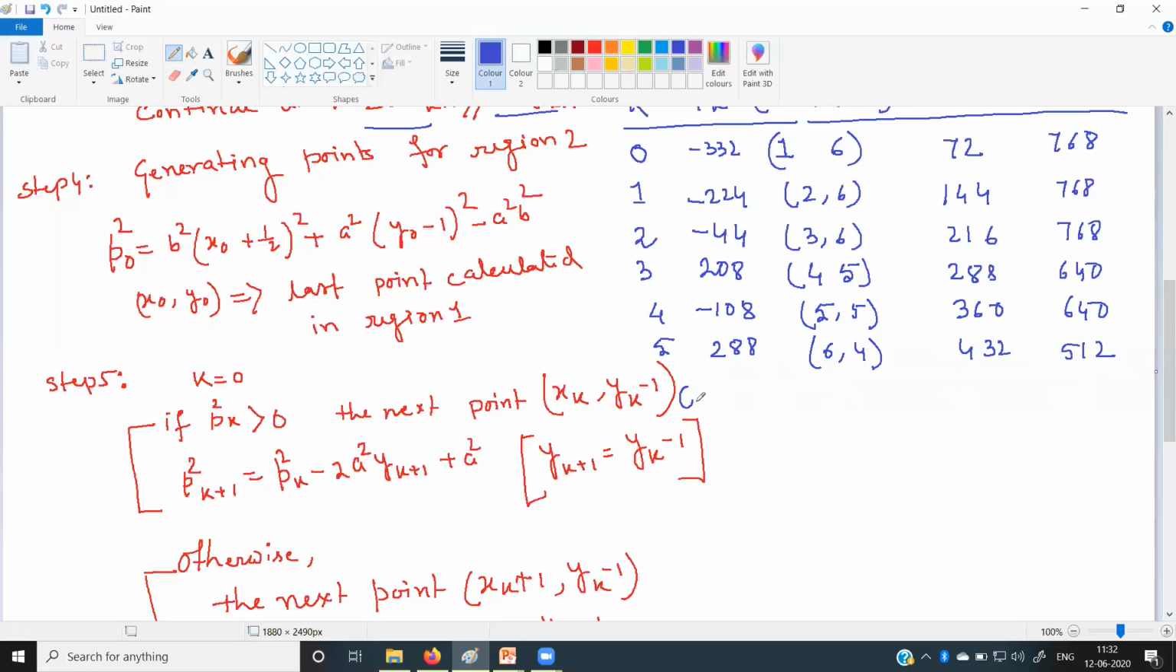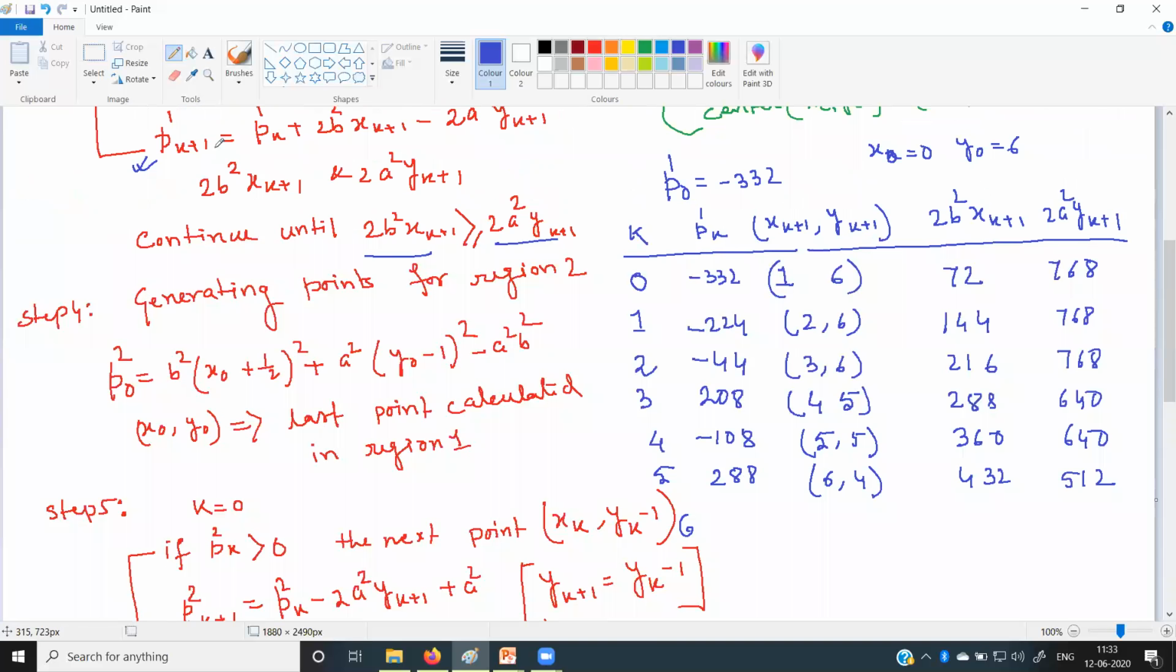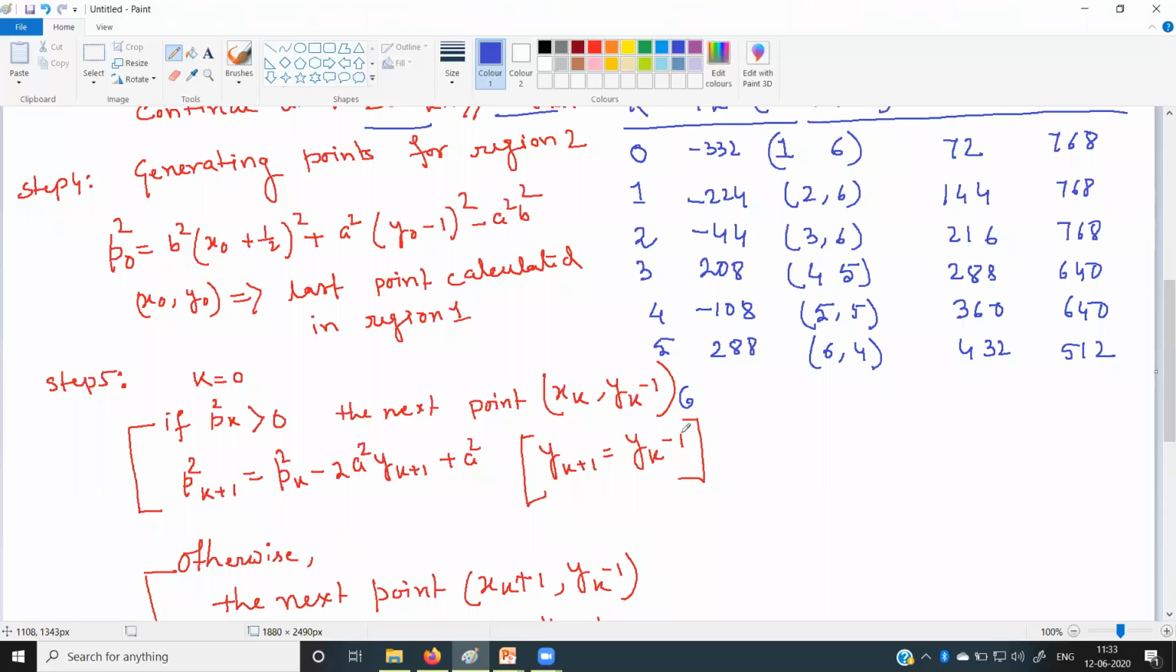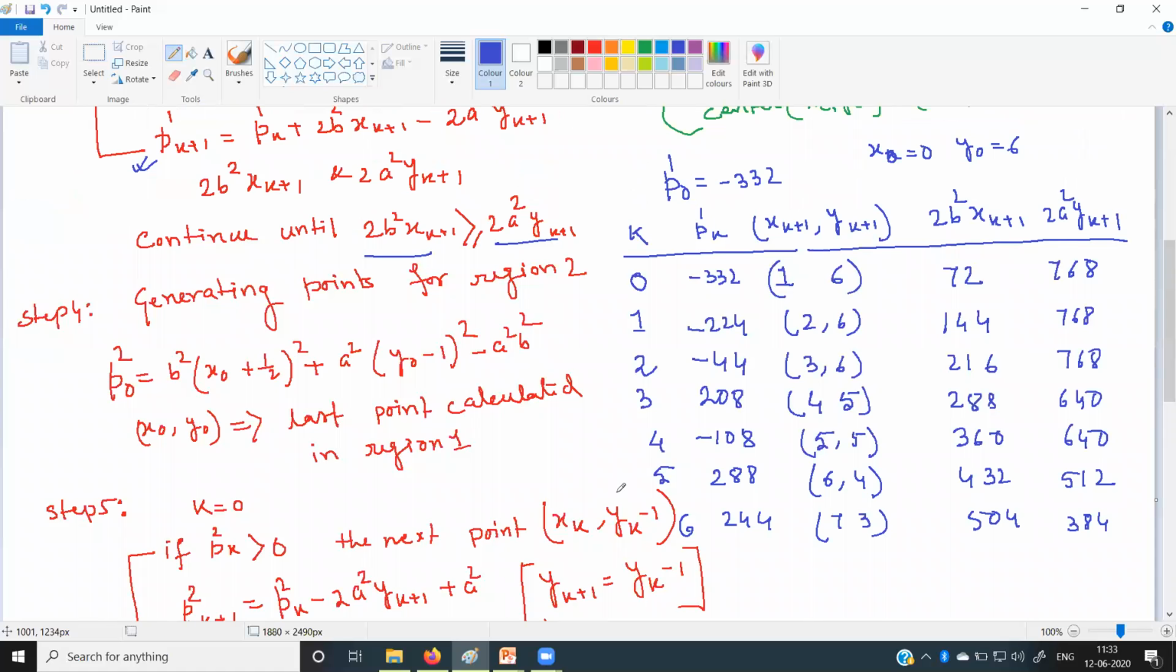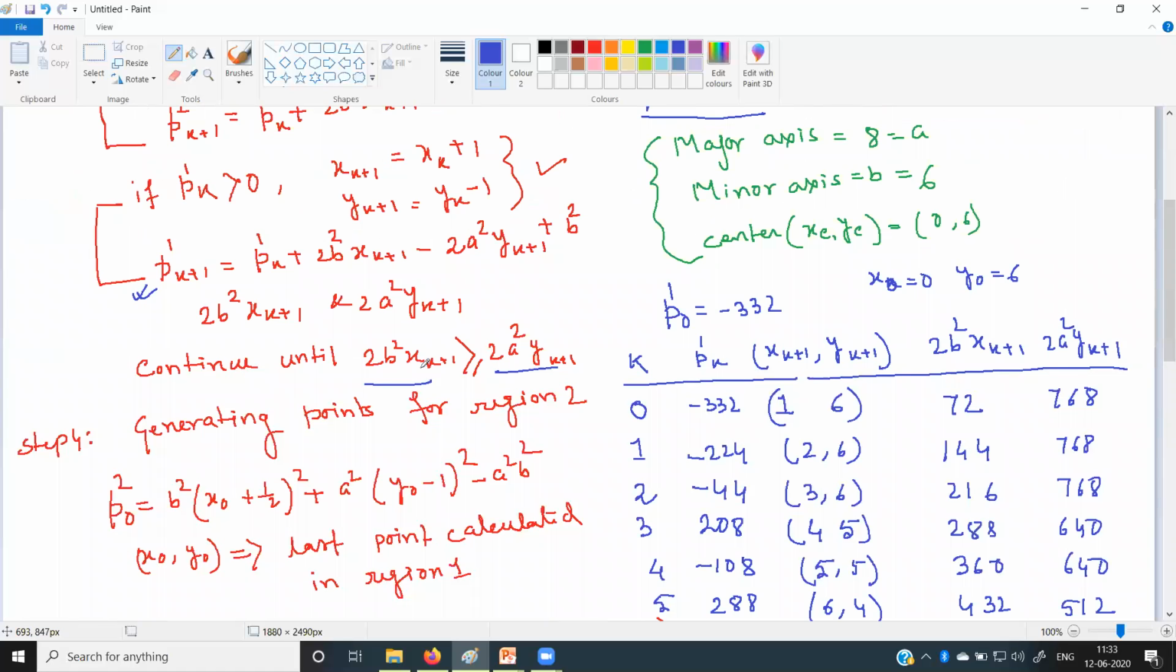Now in the sixth iteration, as it is positive, you have to compute the value of pk plus 1 based on the given equation. If you compute it, you will get 244 and the point is 7, 3. Okay, and what values have we got now? We got 504 and 384. Now you can see, so far, as per the decision, we continue when the value of 2b square xk plus 1 is less than this one.